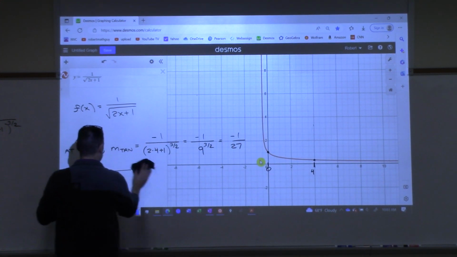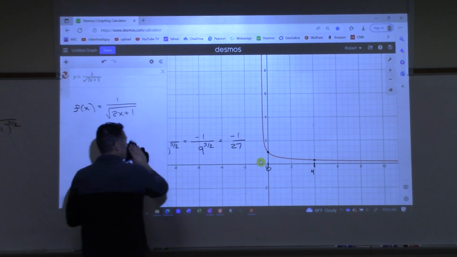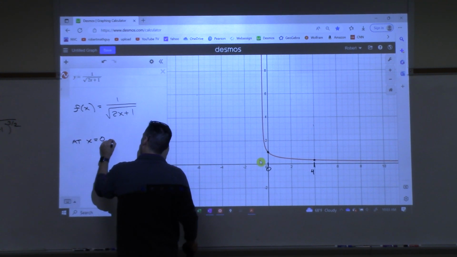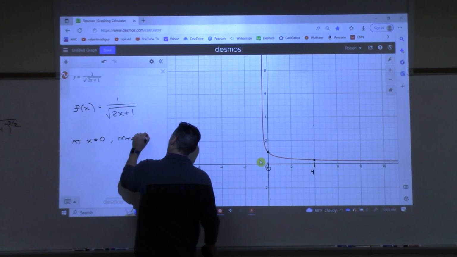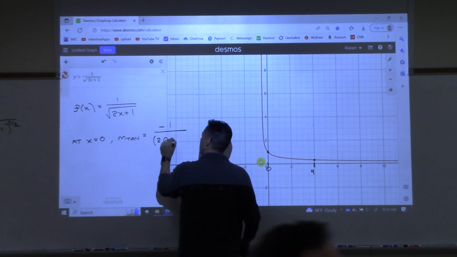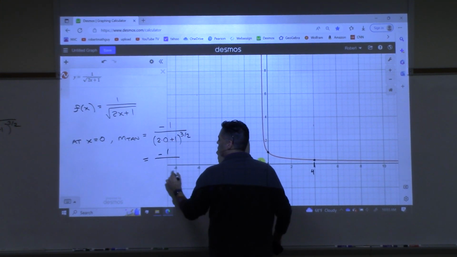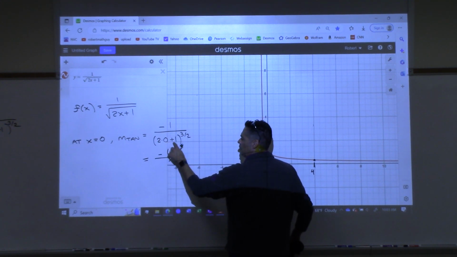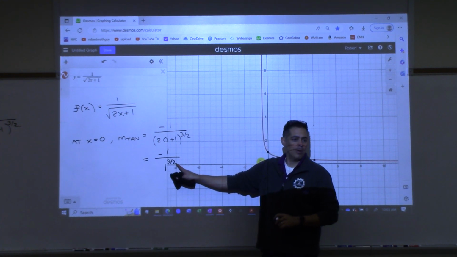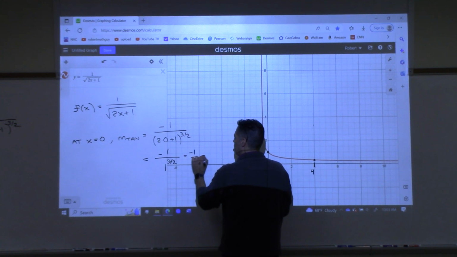I mean, can I erase this? Anyone need this? Okay, so at x equals 0, we get that the slope of the tangent line will be equal to -1 over (2 times 0 plus 1) to the 3 halves, which is -1 over, let's see, 2 times 0 is 0, 0 plus 1 is 1, so I get 1 raised to the 3 halves. What's 1 to any power? 1. So this is just -1 over 1, which is -1.